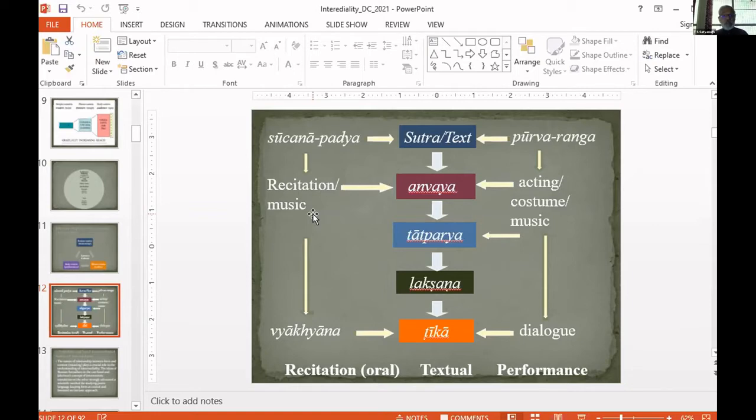if I look at the extreme left one, it is providing a vyakhyana. Vyakhyana means interpretation of the kavya that is being rendered with music. And towards the right, I have the dialogue. Again, you have the purvaranga here. That is the earlier part of the ritual, which the Sanskrit drama also has. And then, instead of all these interpretative things, that is Anvaya and Tatparya, you have acting, costume, and music coming there. And the dialogues actually provide the Tika counterpart of that.